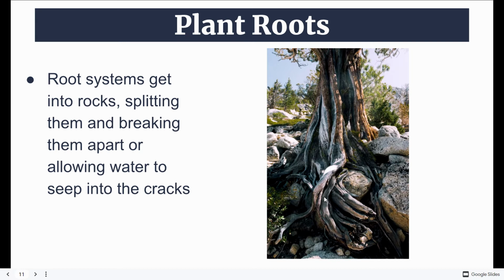As it does that, it's going to put pressure on that rock, and eventually it's going to allow more water into the cracks, and between the root pushing pressure towards the outside and the water freezing and thawing putting pressure towards the outside, it's going to cause those rocks to break apart again.